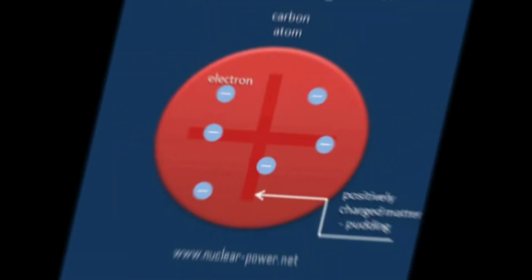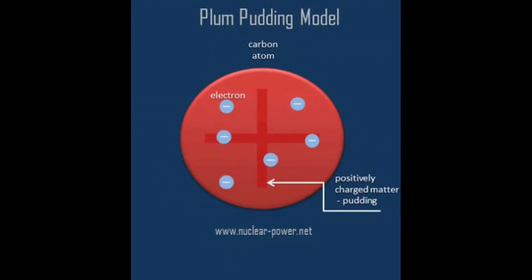Now, this is what scientists thought that an atom looks like at a very small scale. Now, look at this plum pudding model. Just like the blueberries, electrons were stuck in the dough, which was positively charged. But this turned out to be untrue, as Ernest Rutherford, along with his co-workers, performed a gold foil experiment.